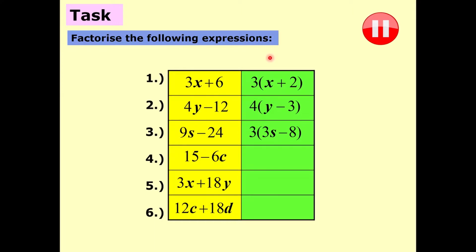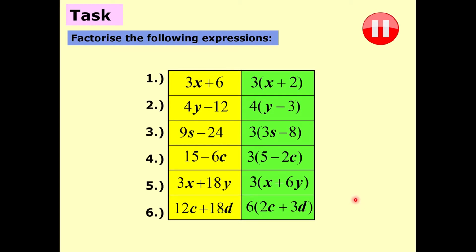And then question 4, so we've got 15 subtract 6c. You should have 3 bracket 5 subtract 2c. And then question 5, you should have 3 bracket x plus 6y. And the last question, you should have 6 bracket 2c plus 3d. So we're always making sure that these are fully factorised, and I'd always like you to double check what is on the inside of your bracket and make sure there's no more common factors left.